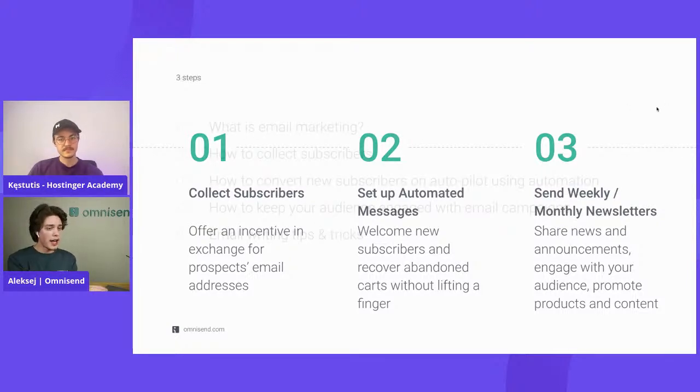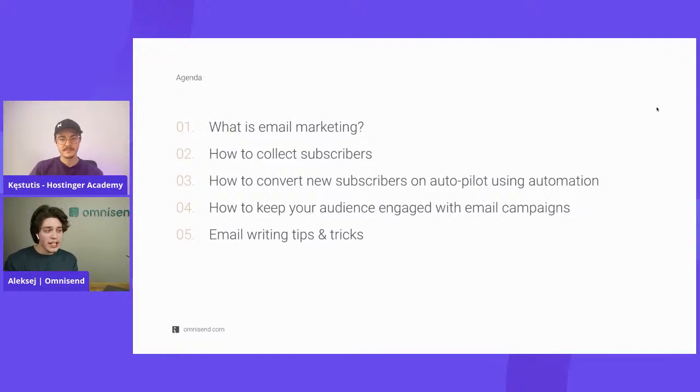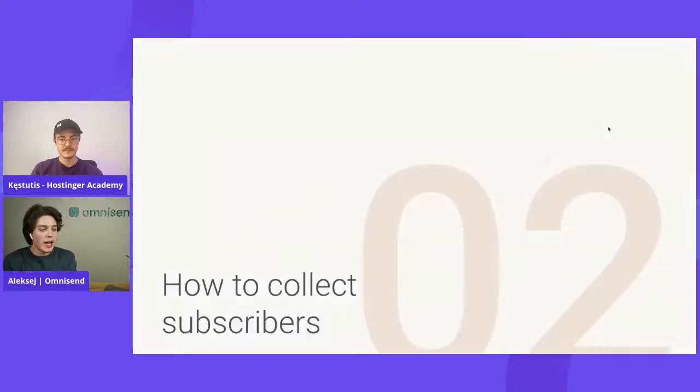And as you can see, these three exact steps are the major part of today's presentation. So I'm trying to make all of this as actionable as possible, so I didn't include any extra unnecessary stuff. So we're going to jump right in right now and talk about how to do these three things and how to become an email marketer. Number one, how to collect subscribers.